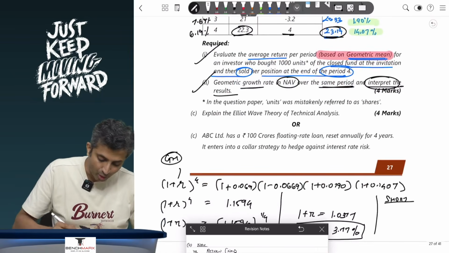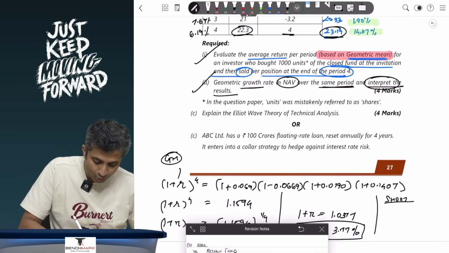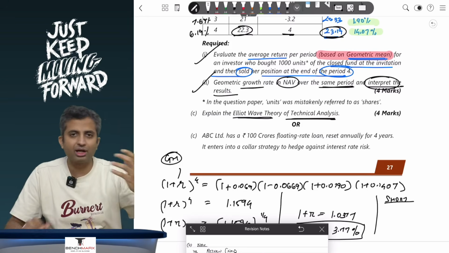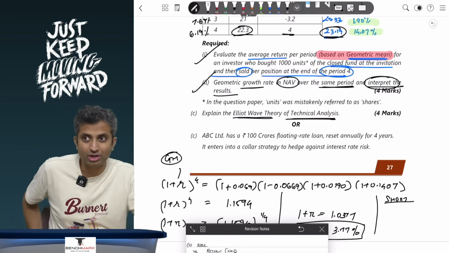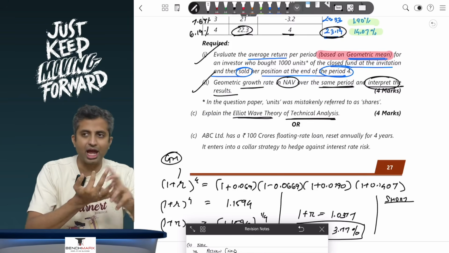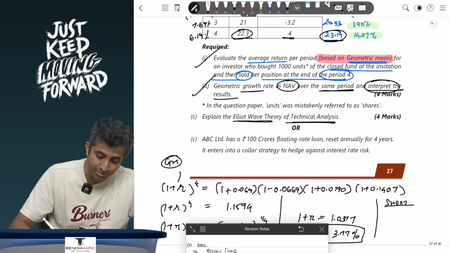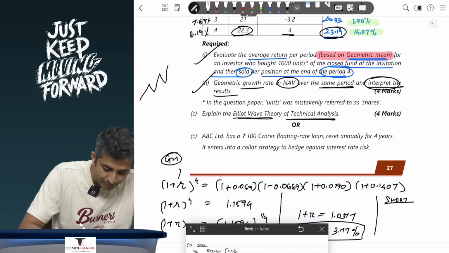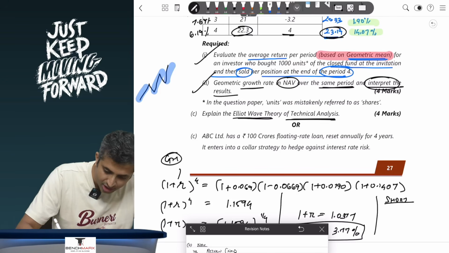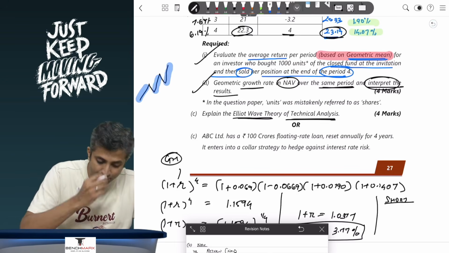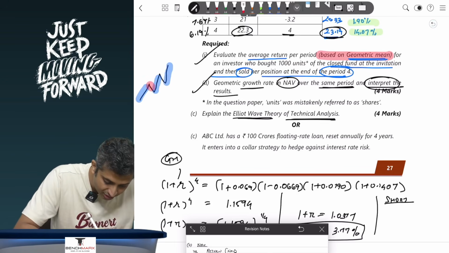Now, when you look at this point C, there are two parts. One is a theory, which is Elliot wave theory of technical analysis, where you have Mr. Elliot, who way back in the 1930s tried to study the patterns in the market, and he said that the patterns in the market can have waves. So he says that there is a wave like this, where this is the impulsive wave. So this is 1, 2, and 3. Let's say this is the impulse wave. This shows the direction of the market, which is going up, whereas this is a correction wave.